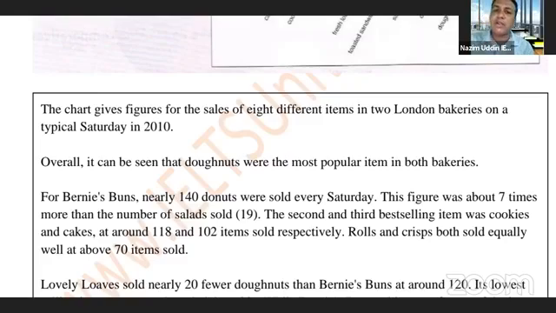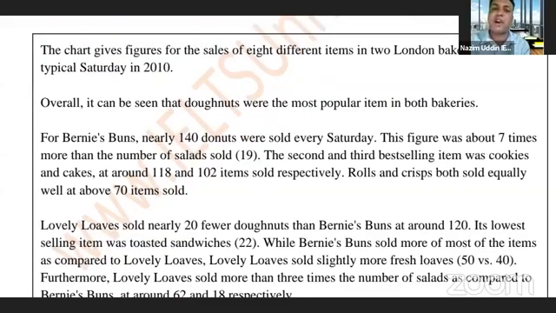Now they wrote the next paragraph about the Barn Bakery. Barn sold nearly 140 doughnuts every Saturday. This figure was about 7 items more than the number of sales. Salad sold 19. The second and third best-selling items were cookie and cakes.